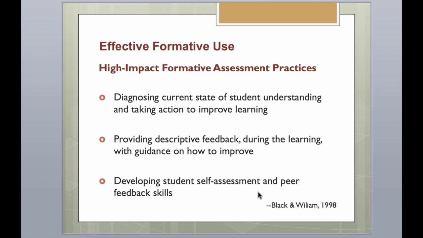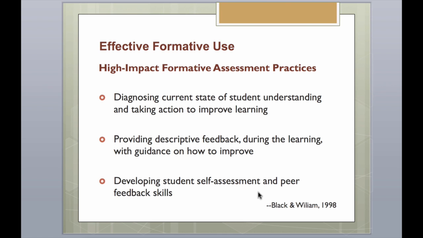And the last category is developing student self-assessment and peer feedback skills. Much research has focused on the value of helping students to self-assess, to look at where they are, what am I good at, what do I need to work on, and also to work with their peers on collaboratively talking about their work and saying, what does this show? I know, where do I have something mastered, and where are the areas that I need to take next steps. So that's our equation, really, or the three high-impact categories of formative assessment.